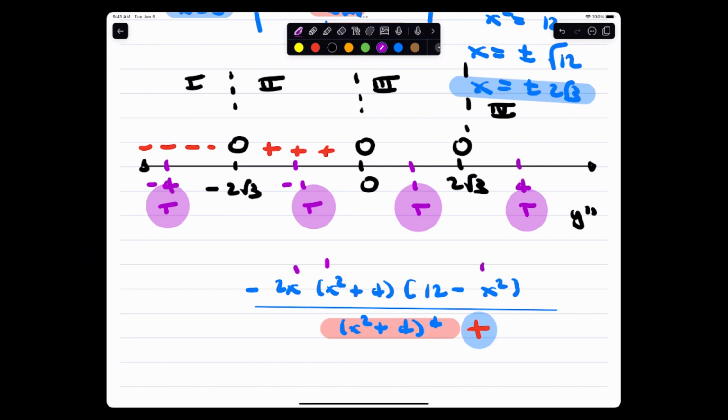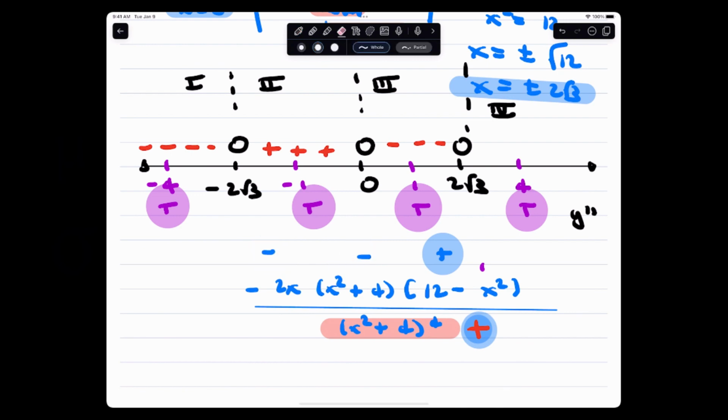Okay. So negative 2 times 1 is negative. 1 squared plus 4 is positive. 12 minus 1 is also positive. So we get a negative times a positive divided by a positive will give me a negative answer. So region 3 is negative. Is that true? You guys okay with that? Easy peasy lemon squeezy? All right.